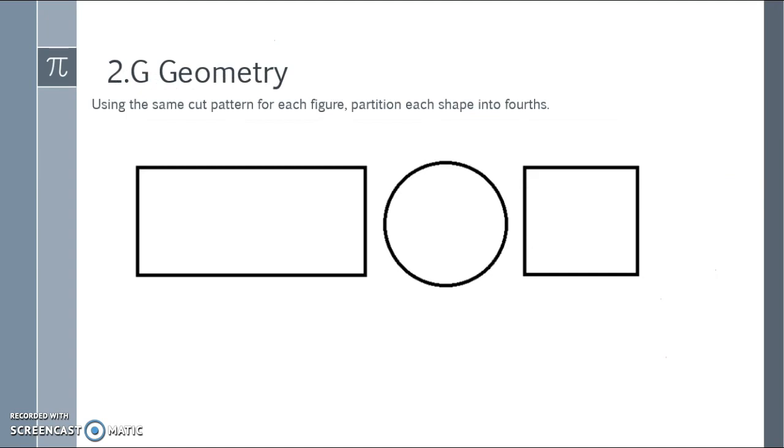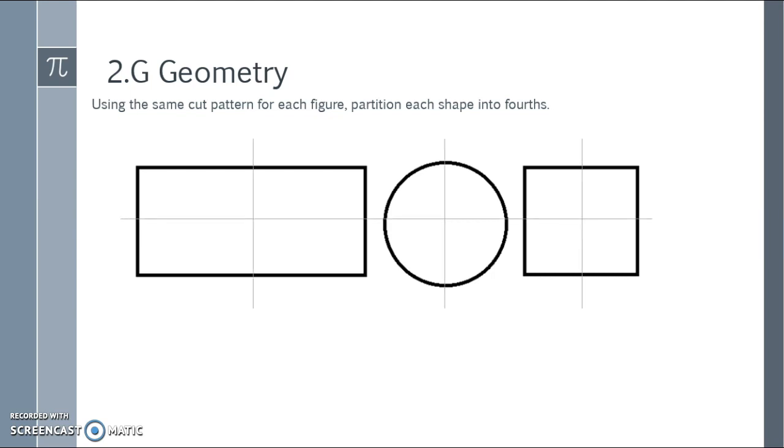Using the same cut pattern for each figure, partition each shape into fourths. So using your pencil or a pen and you have your printout in front of you, give it a whirl and we'll see what we can do. Pause the video and come back.